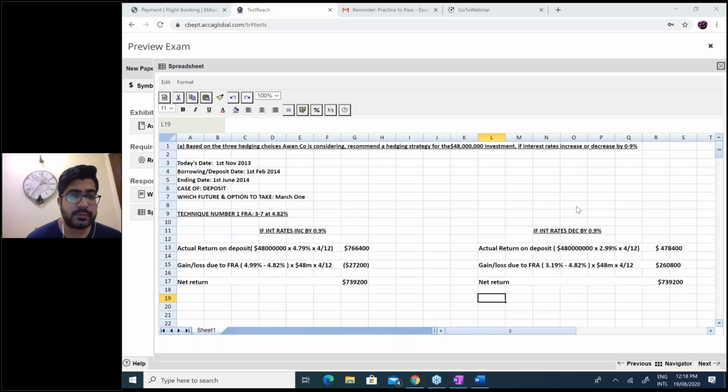4.82 is the locked rate. You should look at the question. We took a 3-7 FRA, so the 3-7 FRA rate lock was 4.82. The extra 20 basis points, if you take it at both places, would have a dual impact.